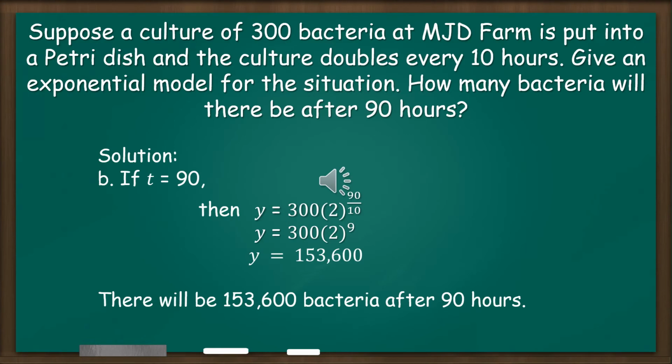If t is equal to 90 hours, then we will have an equation, that is y is equal to 300 multiplied to 2 raised to 90 all over 10. Simplifying our exponent, we will have y is equal to 300 multiplied to 2 raised to 9. Simplifying our right side of our equation, we will have the answer y is equal to 153,600.